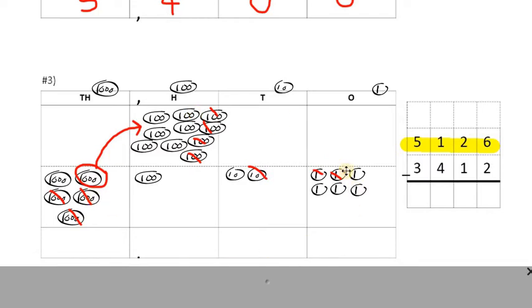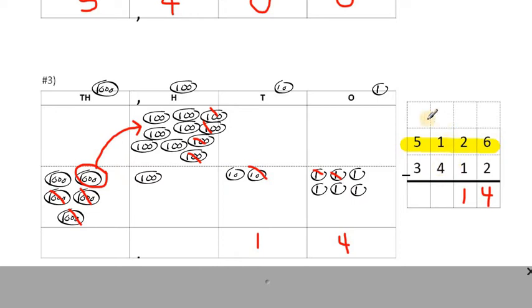So you can see how I am crossing off to subtract. 6 minus 2 makes 4. 2 minus 1 leaves 110. Now I've got 100 minus 400. 100 minus 400, that 100's not big enough. I've got 4 on the floor.